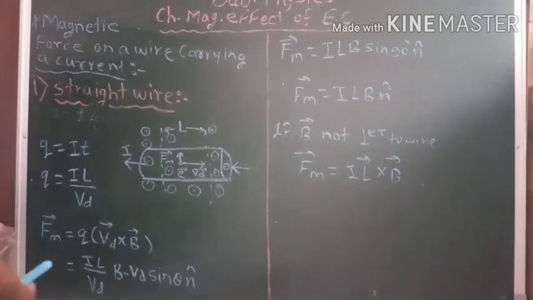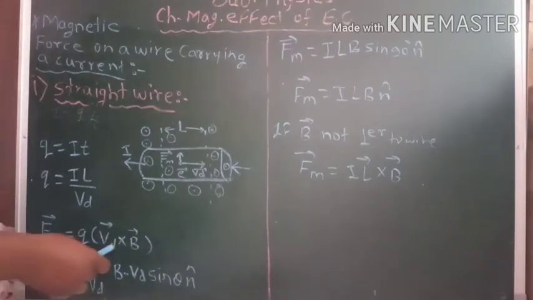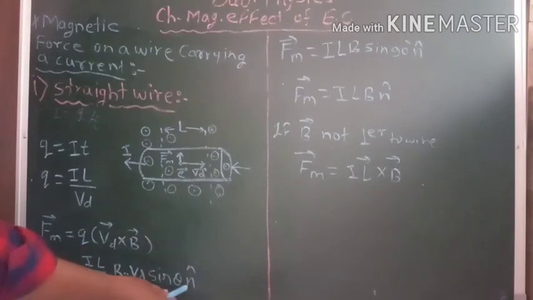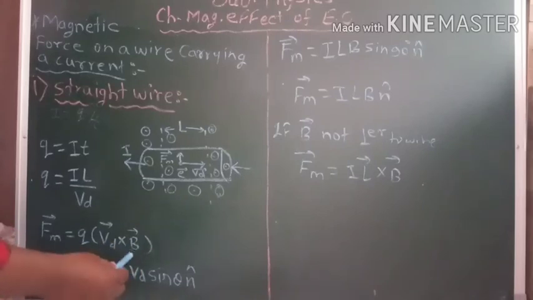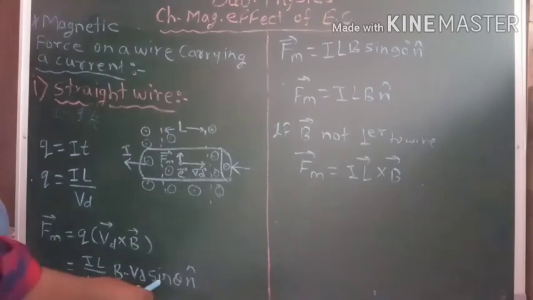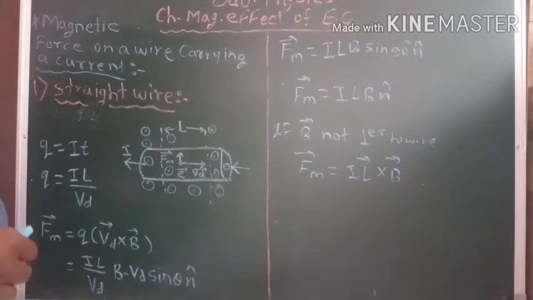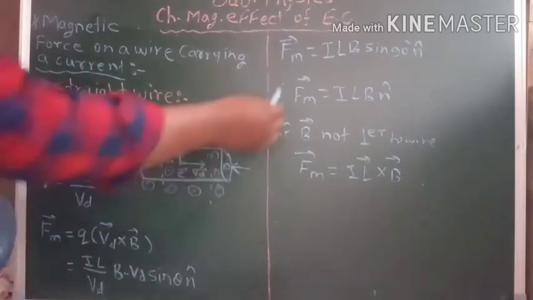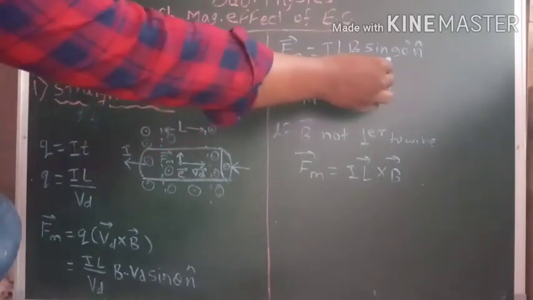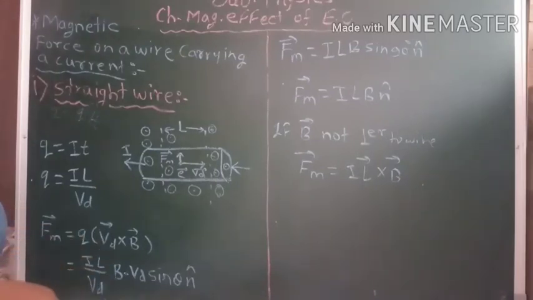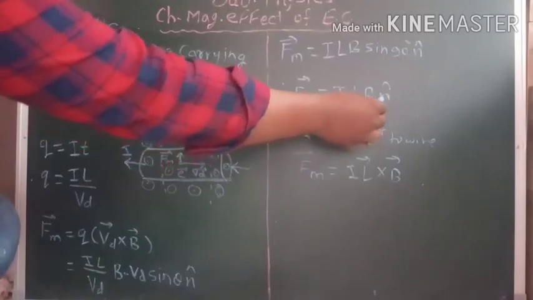This n cap is the unit vector perpendicular to both the B vector and the drift velocity Vd vector. The angle theta here is 90 degrees, since they are perpendicular to each other. So Fm bar is equal to ILB sin 90 degrees n cap. We know sin 90 is 1. Therefore Fm bar is equal to ILB n cap.